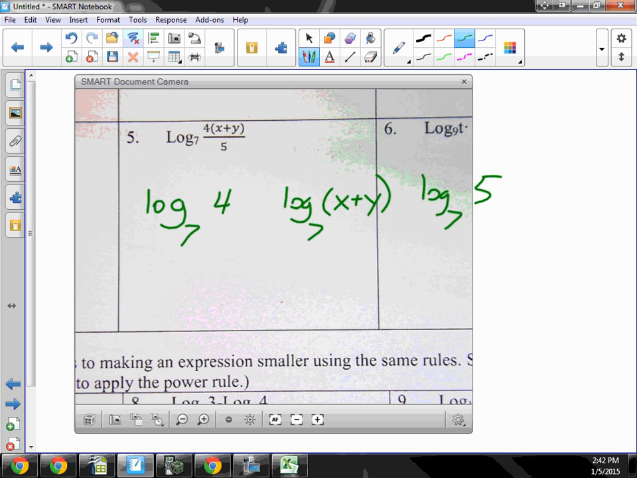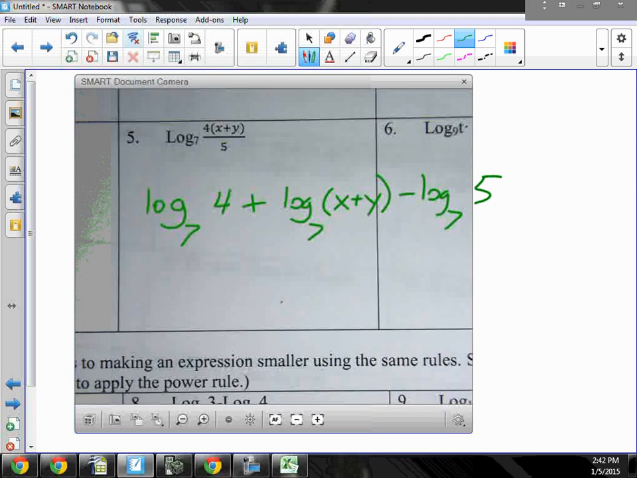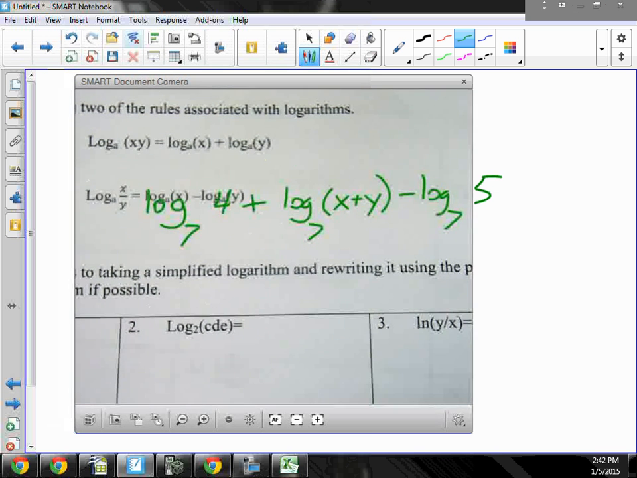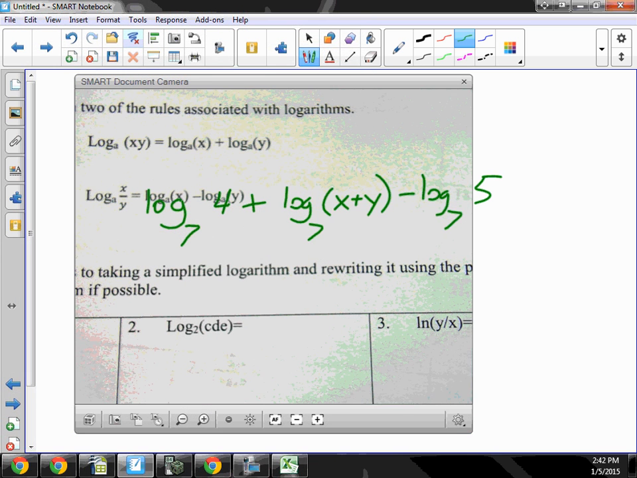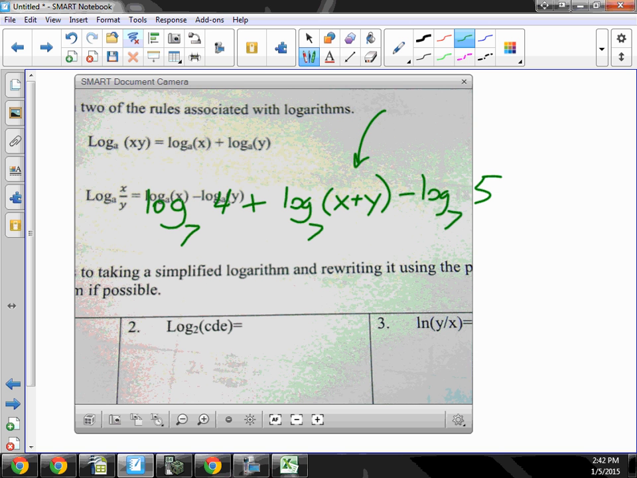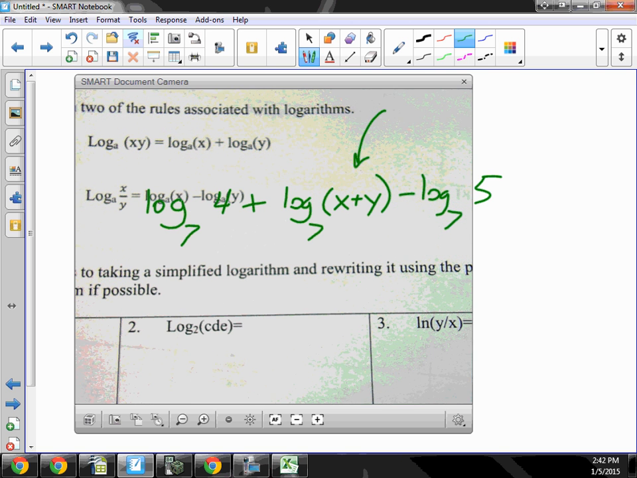So this 4 is in the numerator, it's positive. This is in the numerator, it's also positive. And this one's in the denominator, so it's negative. But if you look up at the rules, nowhere does it allow you to split a sum. That's a really common mistake. People say, oh, this is log base 7 of x plus log base 7 of y, and that's not true. If you multiply on the inside, then your exponents add together. But if you add on the inside, there's nothing you can do.